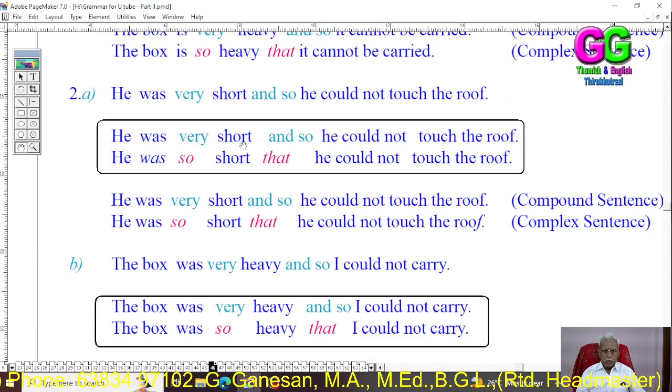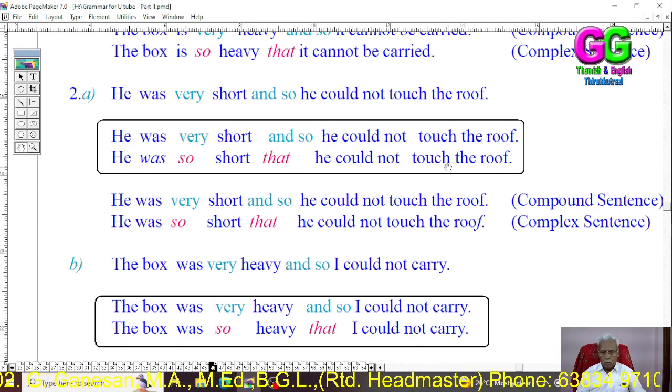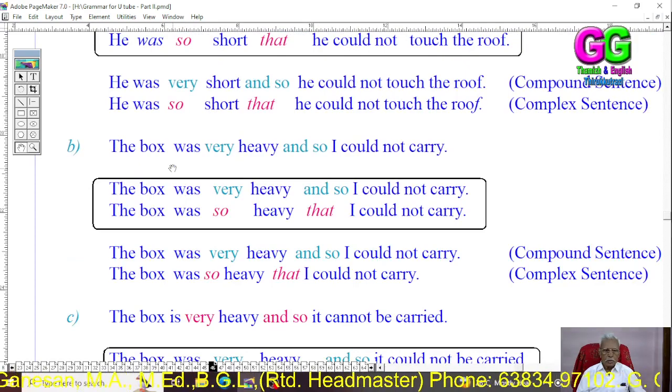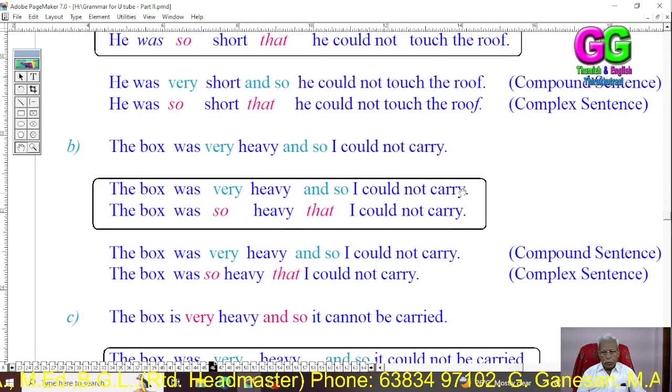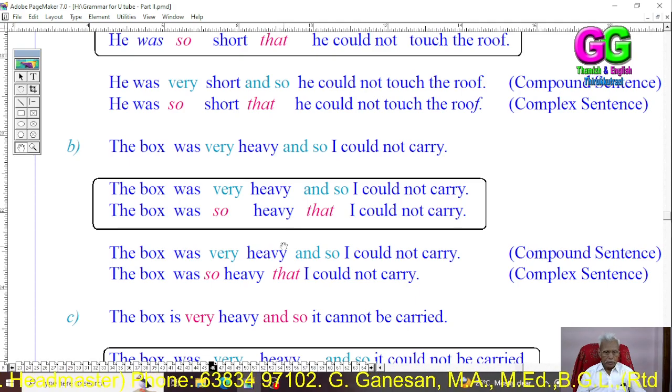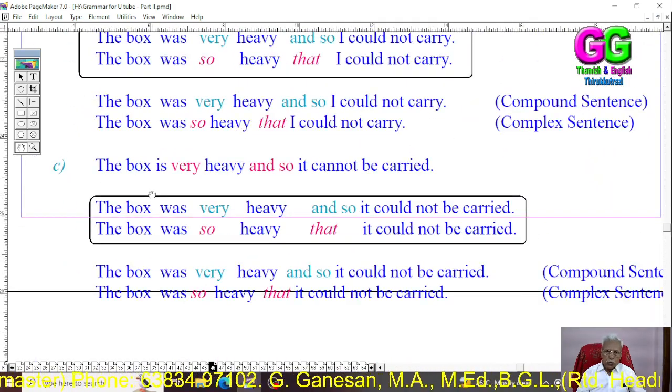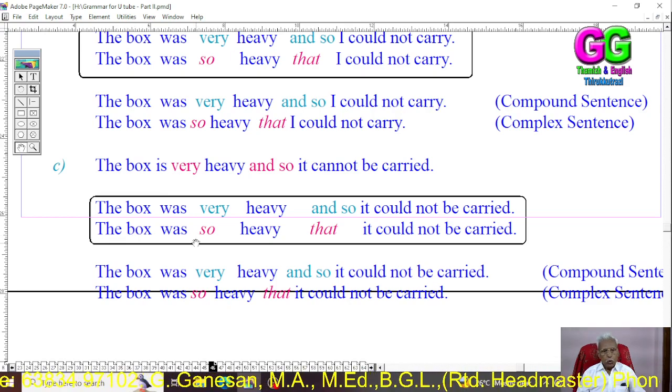He was very short and so he could not touch the rope. He was so short that he could not touch the rope. The box was very heavy and so I could not carry. The box was so heavy that I could not carry. The box was very heavy and so it could not be carried. The box was so heavy that it could not be carried.